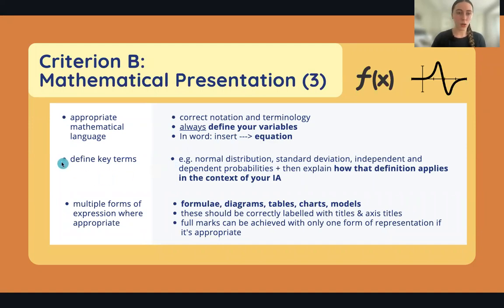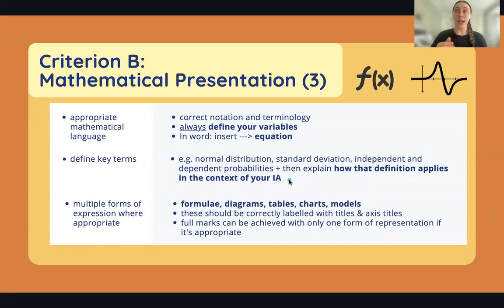So then also you have to define key terms. In addition to using terms like normal distribution, standard deviation, independent probabilities correctly, you also have to define them each time you use them. You'll see this in my IA later. If you're working with a normal distribution, you have to give a definition and say a normal distribution is this before you start talking about it. That's very different from, say, a maths exam. And then you have to explain how that definition applies in the context of your IA.